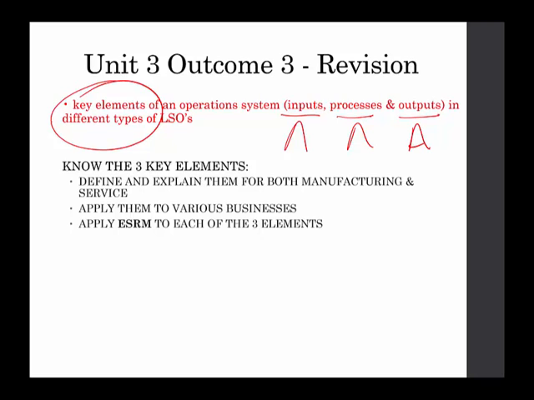So the inputs are going to be different for different organisations, and particularly between manufacturing and service organisations. So it's important that you apply each of these 3 elements to different types of businesses, and you'll see in the questions, including charities and that sort of thing, and you'll see there's an example of that. And also there's a really important aspect of linking ethical and socially responsible management practices to each of these phases. And there's been quite a few questions on that in past exams.